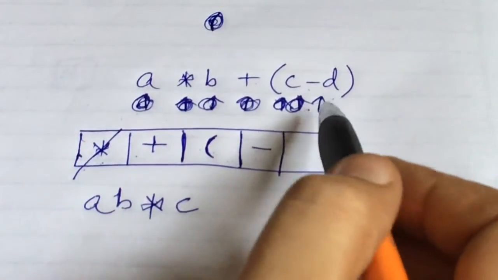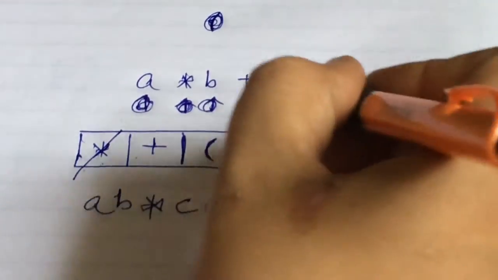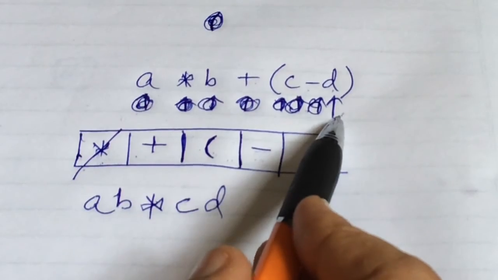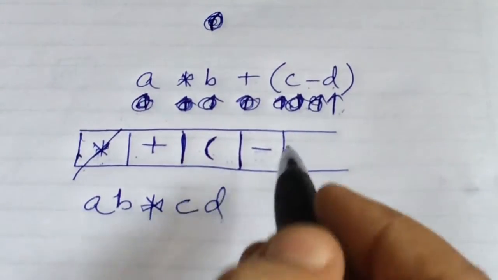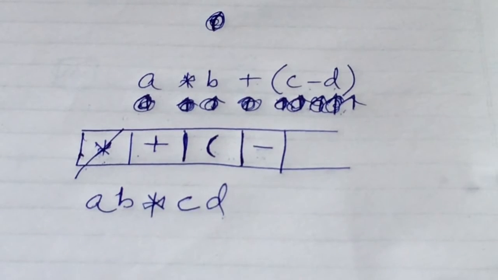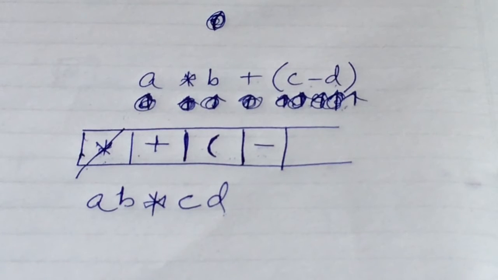Now D will be printed in the output. Input pointer is at D, it is an operand, so D will be printed in the output. Now the input pointer will point to right parenthesis, and right parenthesis will never be pushed onto the stack, and neither will it be printed in the output. So what will be the next step?